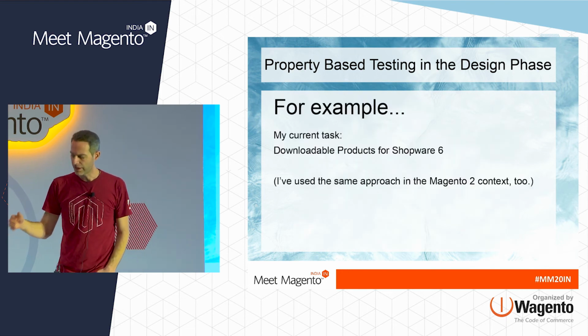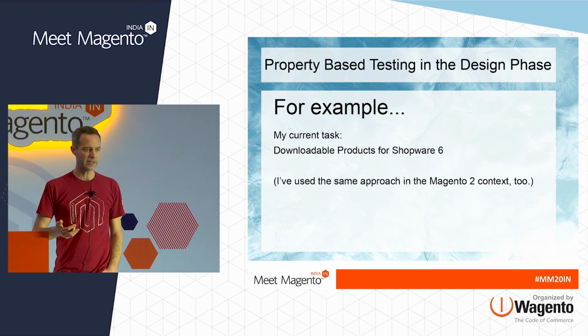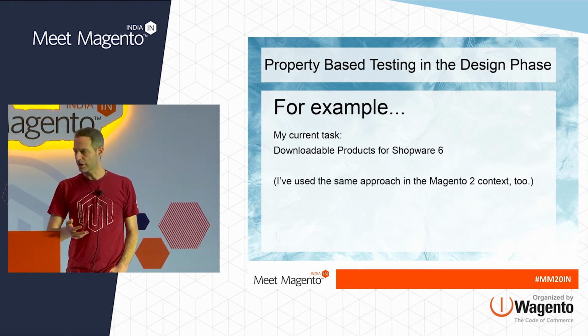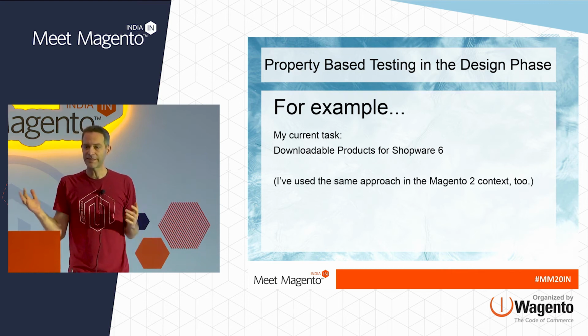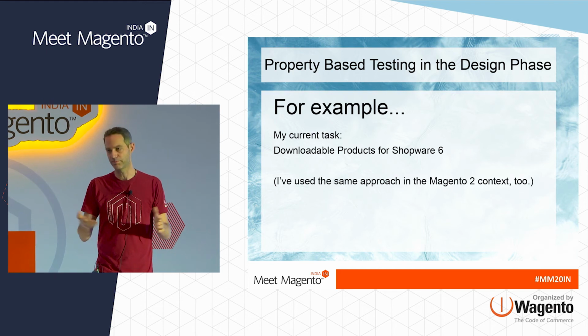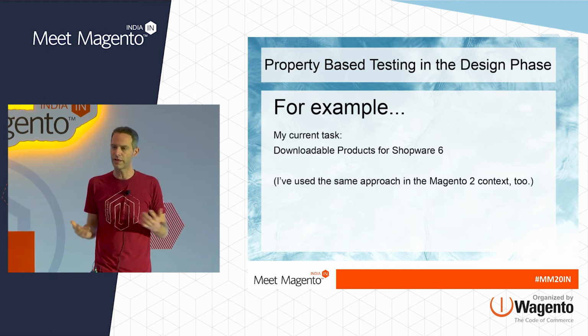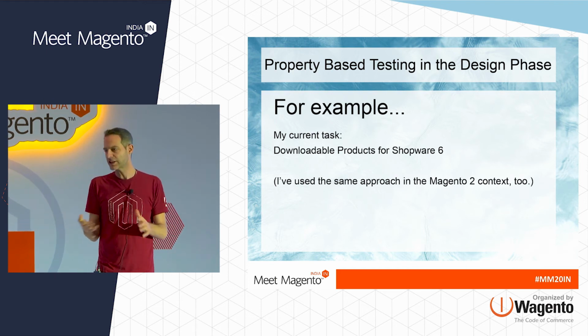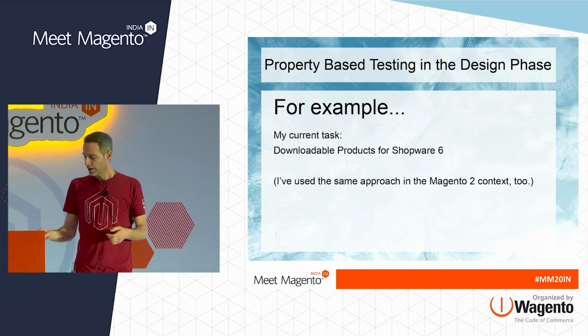So for example, at the moment I'm actually writing a downloadable product feature, not for Magento, but for a different system, but that doesn't matter because property-based testing isn't dependent on a specific system. Just imagine Magento didn't have downloadable products. This would be one way to build this, right? So it's actually quite a nice example.